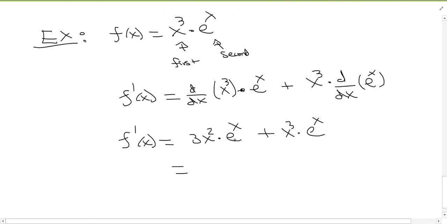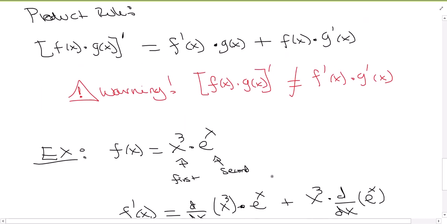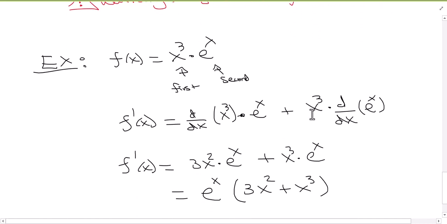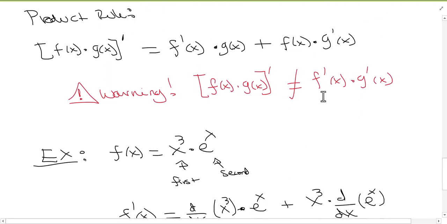So that is my derivative. And with the product rule, if you see common terms, you can factor them out. I see an e to the x, so I'm going to factor e to the x out. I'll be left with 3x squared plus x cubed. So that is the proper product rule. So again, watch out, be careful not to make the mistake of saying the derivative of the product is the product of the derivatives. That is not the correct way of doing the product rule. You should be adding things.